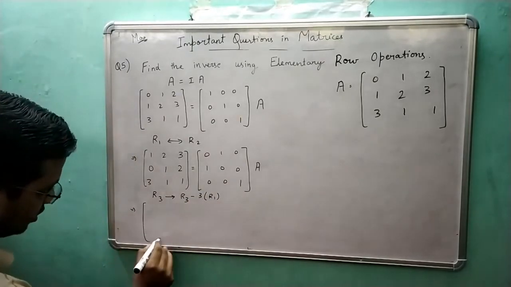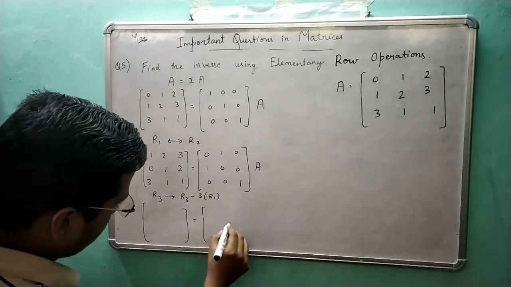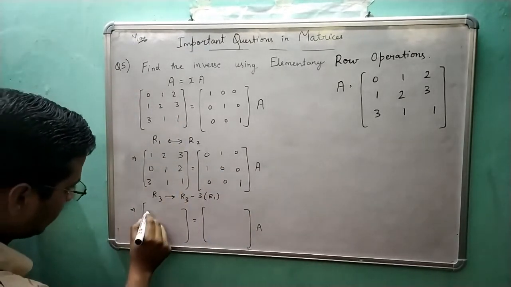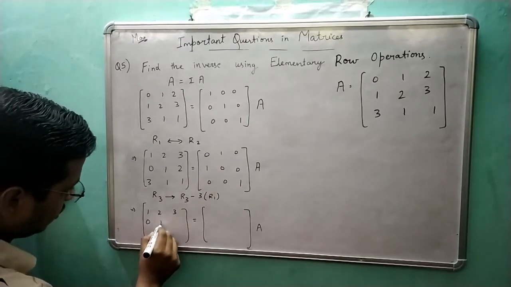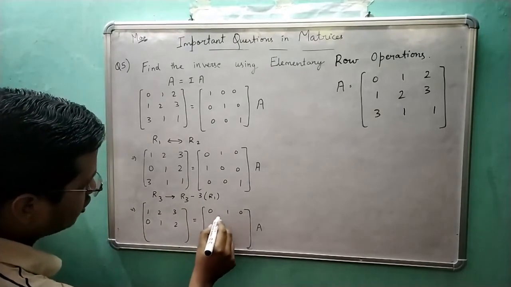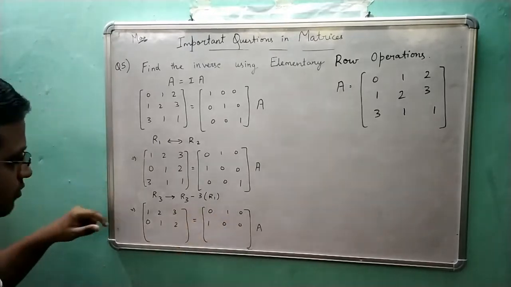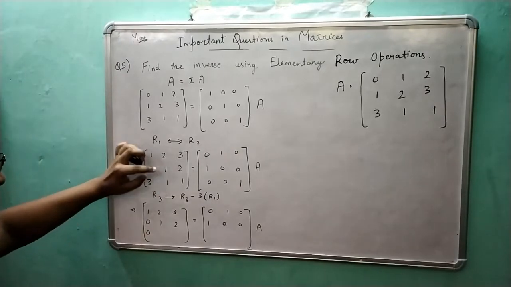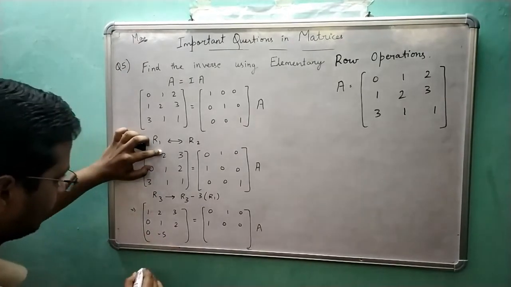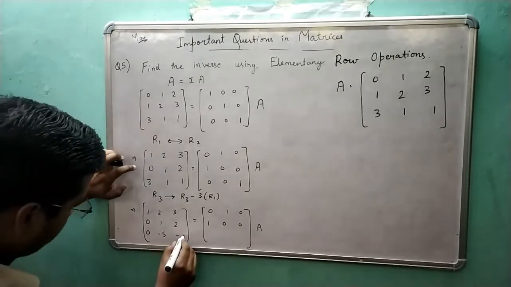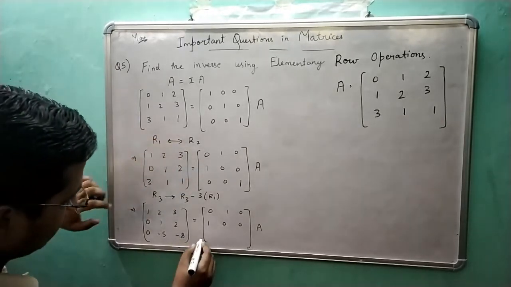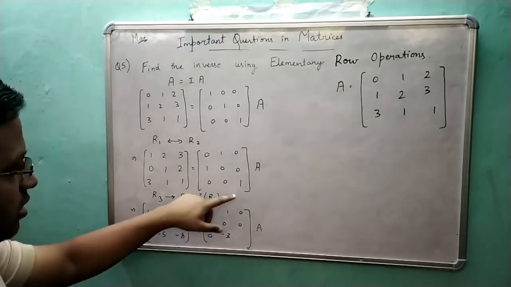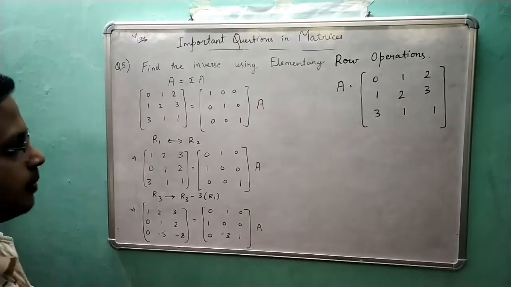So using this, our equation will look like something. Since R3 is changing, R1 and R2 will be same. So 1, 2, 3, 0, 1, 2, 0, 1, 0, 1, 0, 0. Now 3 minus 3 times 1 is 0. 1 minus 6 is minus 5. 1 minus 9 is minus 8. 0 minus 3 times 0 is 0. 0 minus 3 is minus 3. 1 minus 0 is 1.